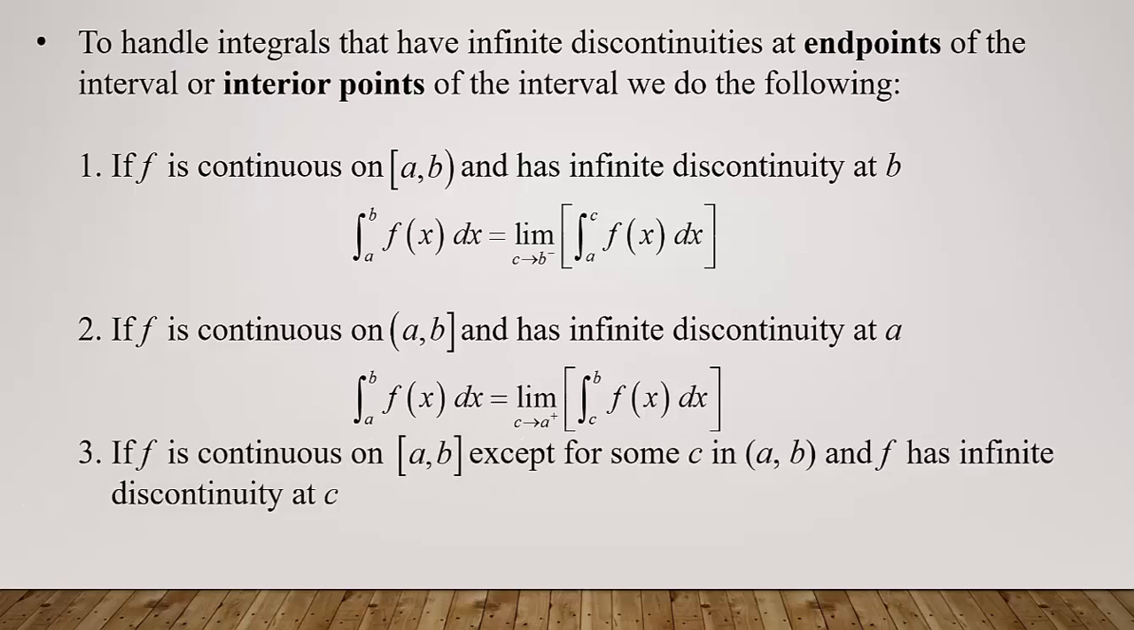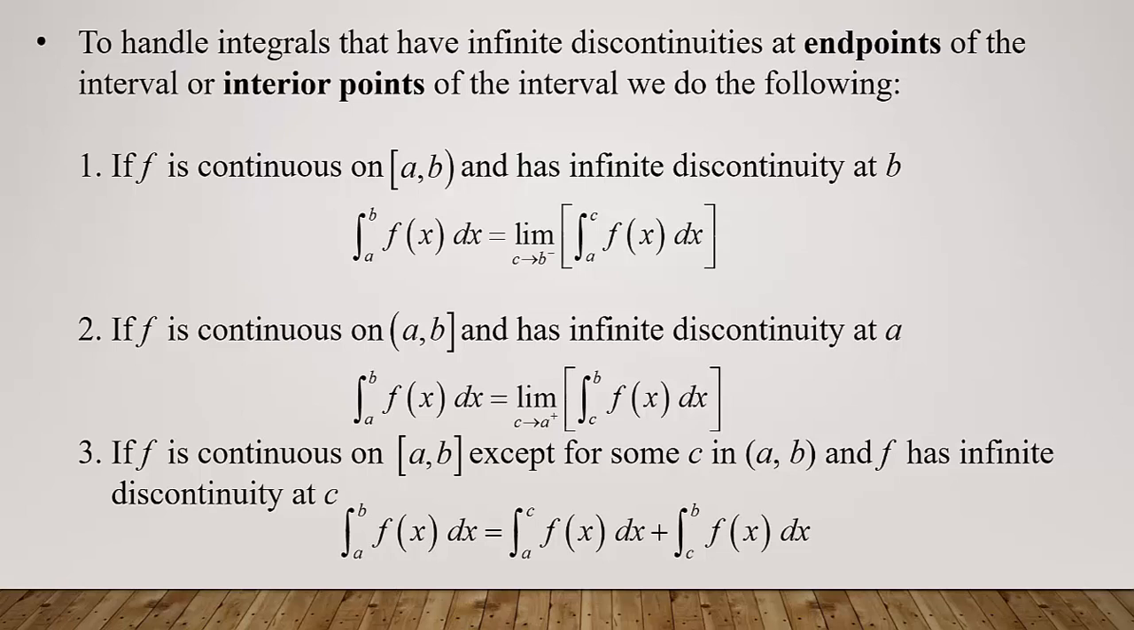And if the function is continuous on the closed interval [a, b], except for some c in (a, b), and f has an infinite discontinuity at c, then we take the integral from a to b of f(x) dx and split it at the value where there is the infinite discontinuity. We use the interval addition property to rewrite it as the integral from a to c of f(x) dx plus the integral from c to b of f(x) dx. Then we can handle either of those integrals on the right via number 1 and number 2.